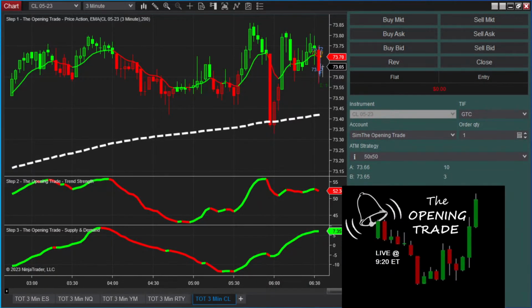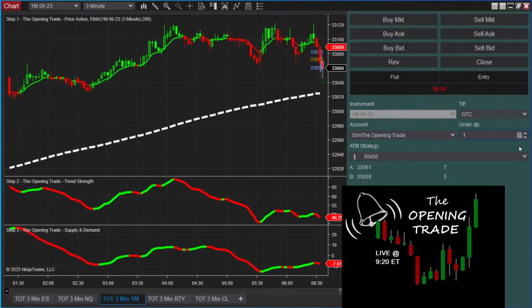So crude oil is too close to the 200 period EMA for a good manual trade. So let's look at the news. We know we have less than a minute before we could potentially see this automated trade fire off.